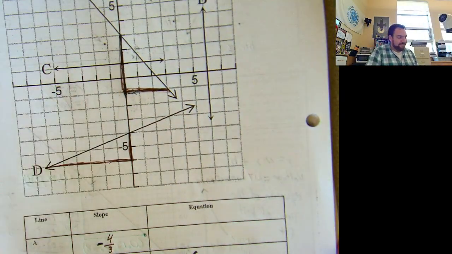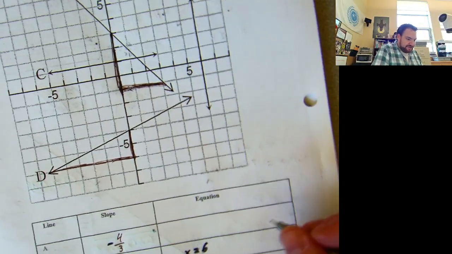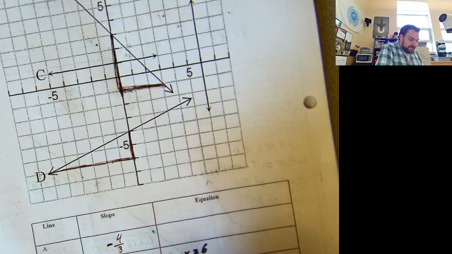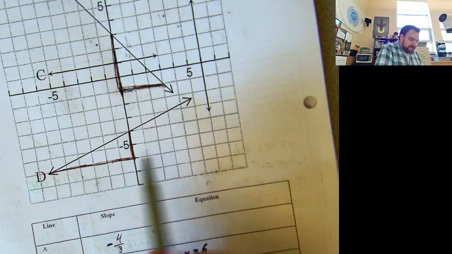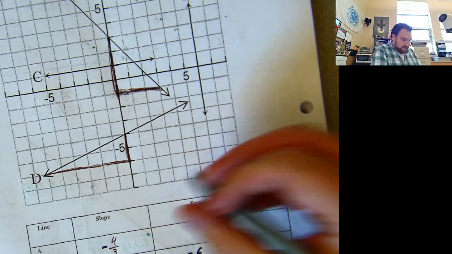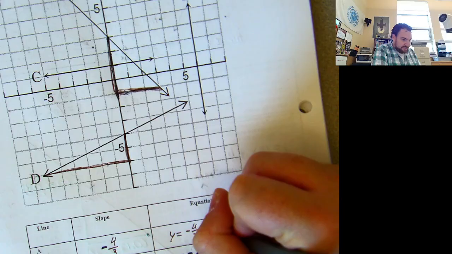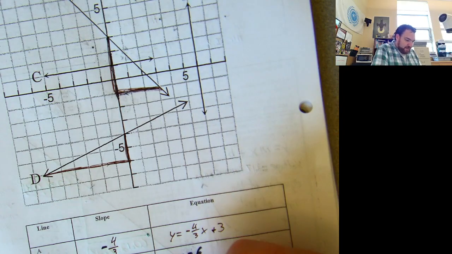Yeah. Okay, so then the slope here is rise of 2, run of 1, 2, 3, 4, 5, 6. y equals negative 4/3 x plus 3, and y equals 1/3 x.